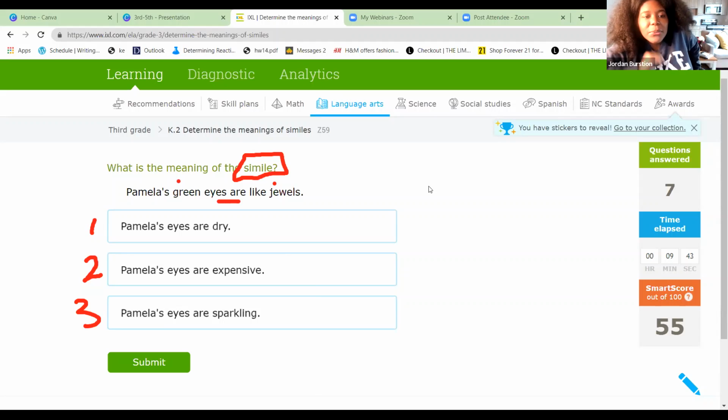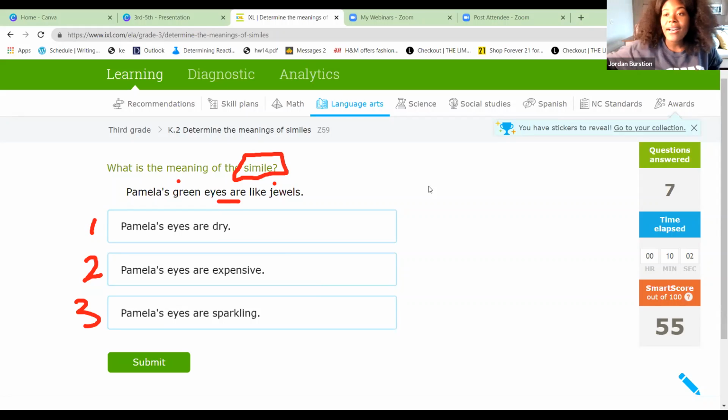So it says, what is the meaning of the simile? Pamela's green eyes are like jewels. Okay. The first one says Pamela's eyes are dry. Second one says Pamela's eyes are expensive. The third one says Pamela's eyes are sparkling.